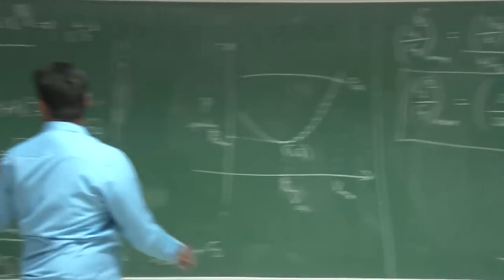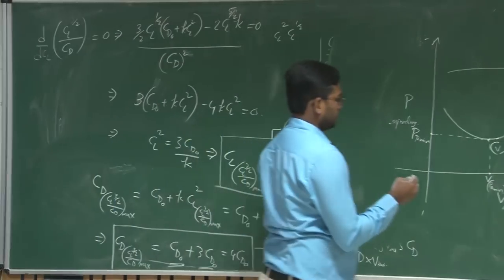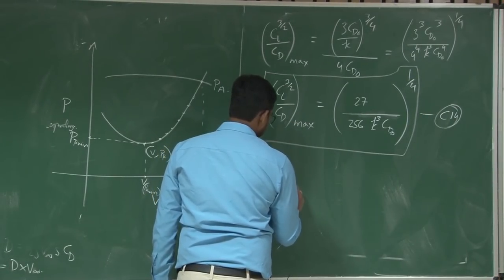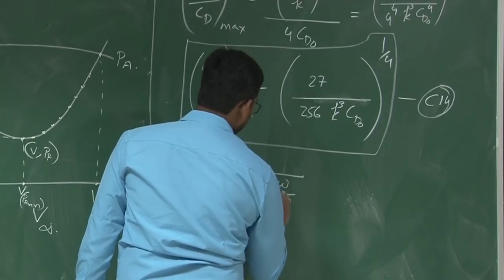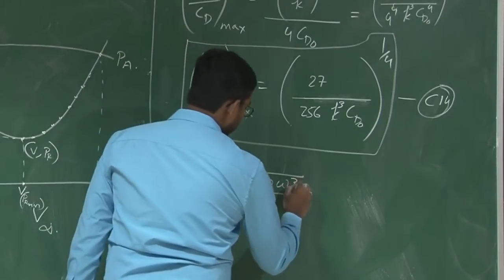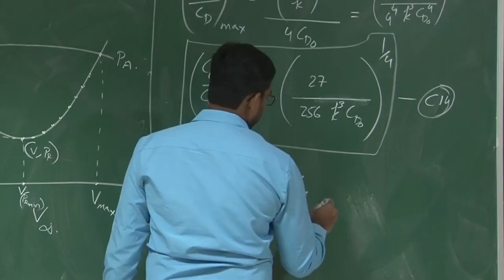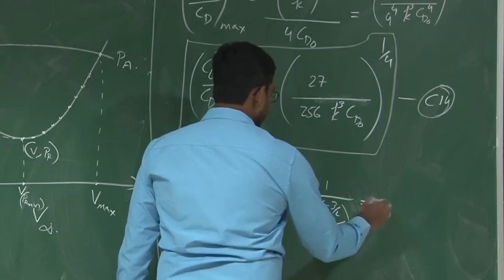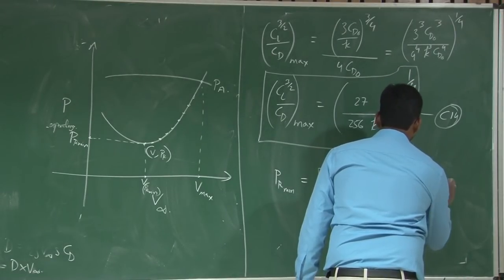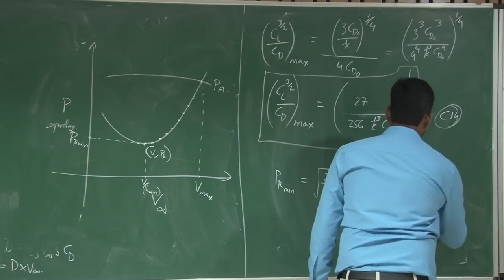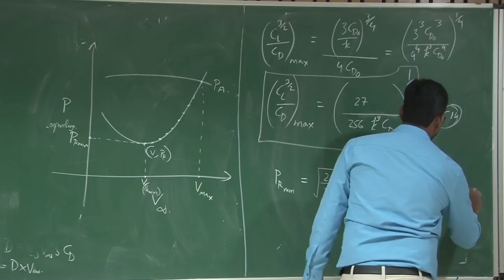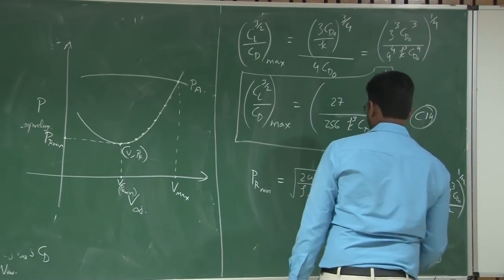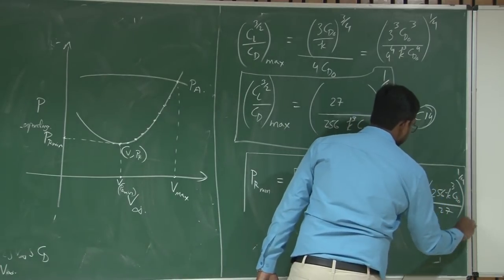Now substitute this condition here. This power required, can you recall this equation? What is power required minimum? It is equal to square root of 2W cube divided by rho S, into 1 by CL power 3 by 2 by CD max. This equals square root of 2W cube by rho S into 256 K cube into CD naught by 27 raised to the power of 1 by 4. This is your minimum power requirement of the system.